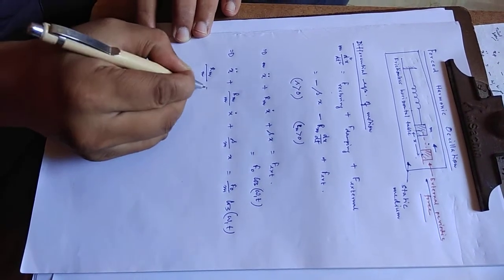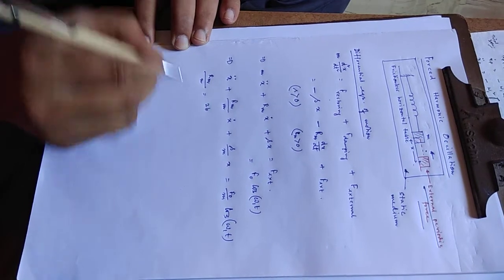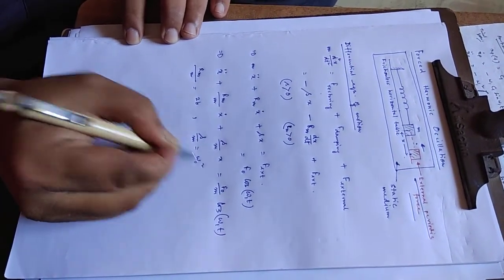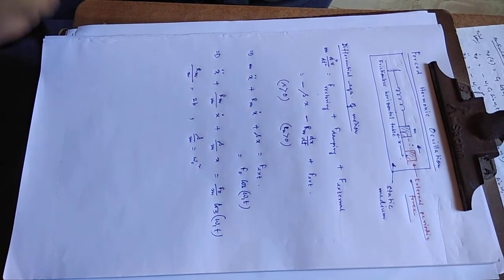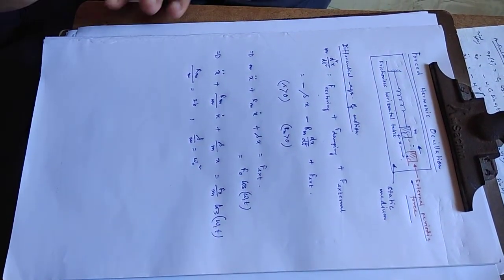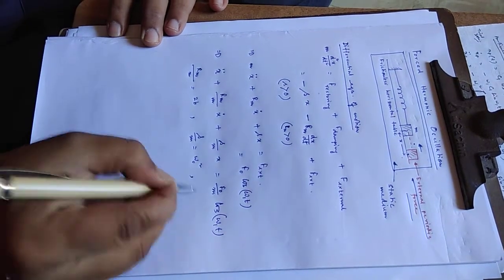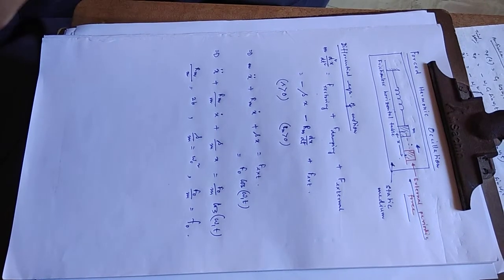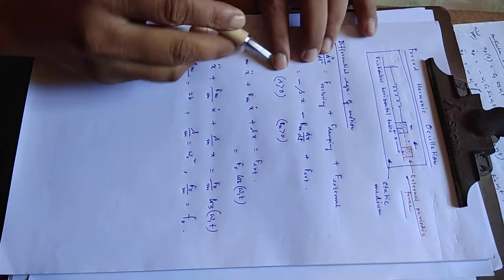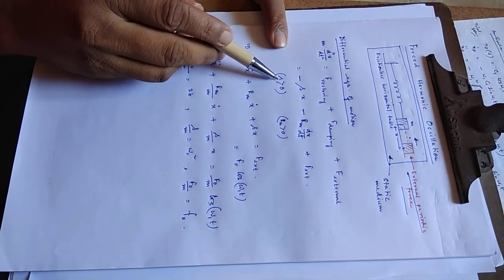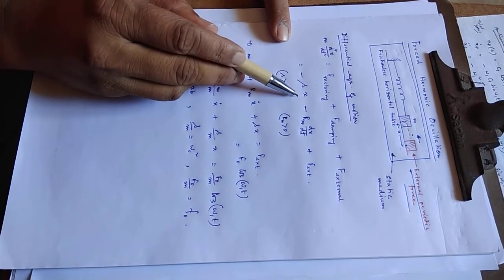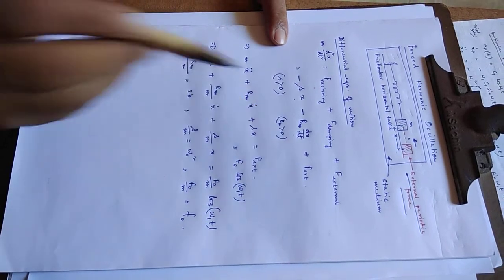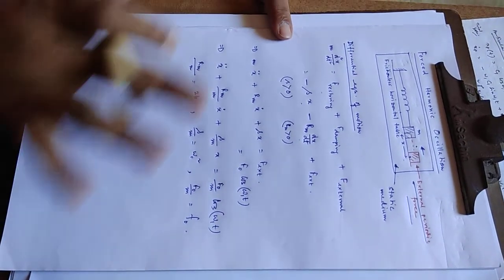Rm by m, from our earlier classes, we know that Rm by m equals 2b, where b is the damping factor. S by m we assume as omega naught square. We know from our discussion of simple harmonic oscillation that omega naught is the natural frequency of the system. And f naught by m, let's consider it to be f naught. Please be clear about the definition of S. S is the restoring force per unit displacement of the particle. Rm is the damping force per unit velocity of the particle. So these are the definitions.